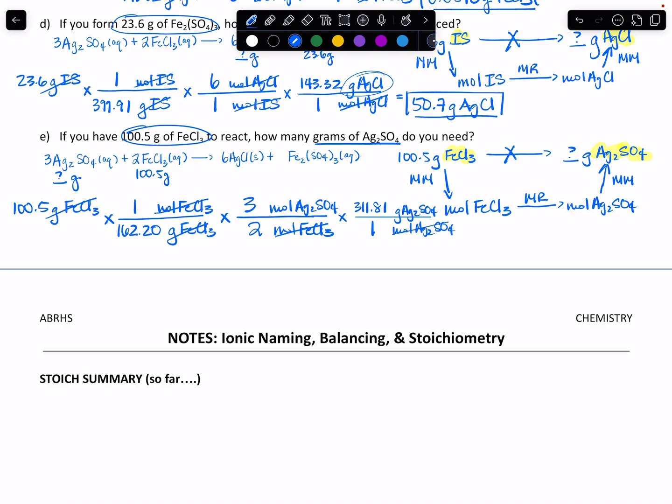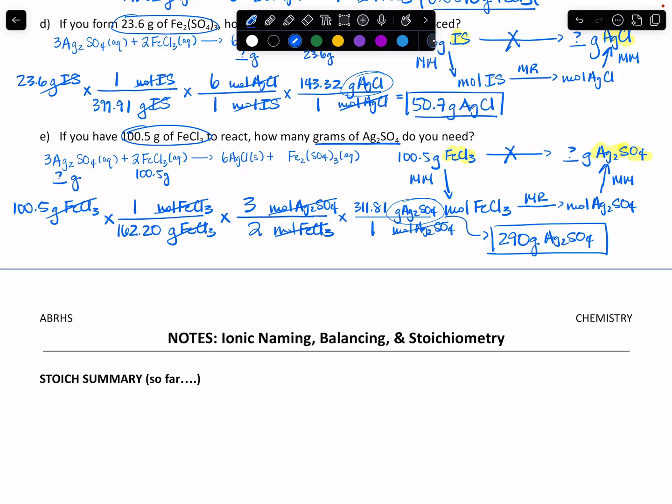So that's going to let me cancel the moles of silver sulfate, and I'm going to be left with 1 unit, which is grams of silver sulfate. All right, so now it's just the calculator. 100.5 times 3 times 311.81. Then we divide that by 162.2 and then divide again by 2. And I have 290 grams of Ag2SO4 are needed to react with 100.5 grams of iron 3 chloride.